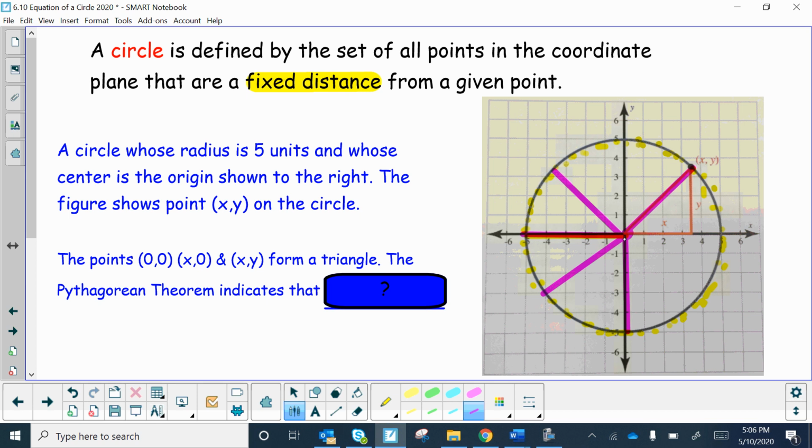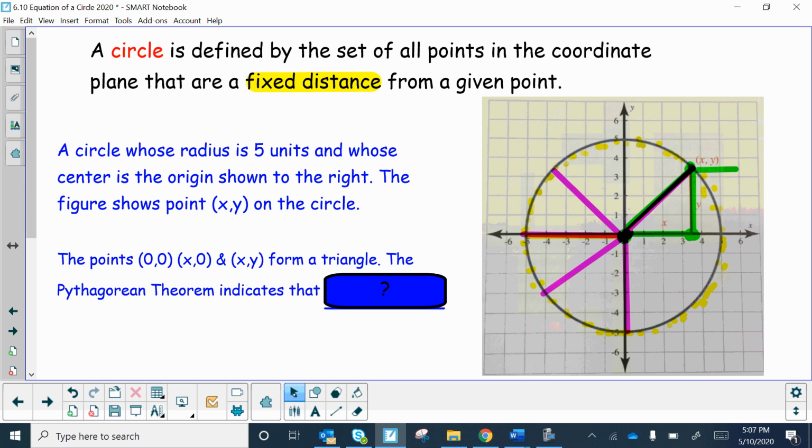On this picture, it also shows the point called x comma y. So right there, x comma y. There are 3 points that I want you to focus on: the 0, 0 point, which is right there, the x comma 0 point, which is right here, and the x comma y point, which is right there. Those 3 coordinates form a triangle. I'm going to highlight this triangle in green. That green triangle is a right triangle.